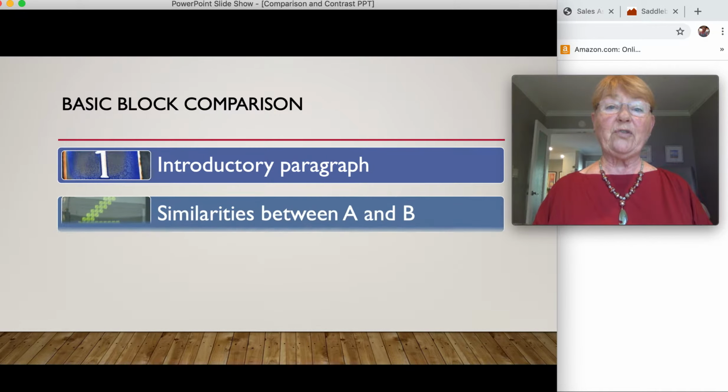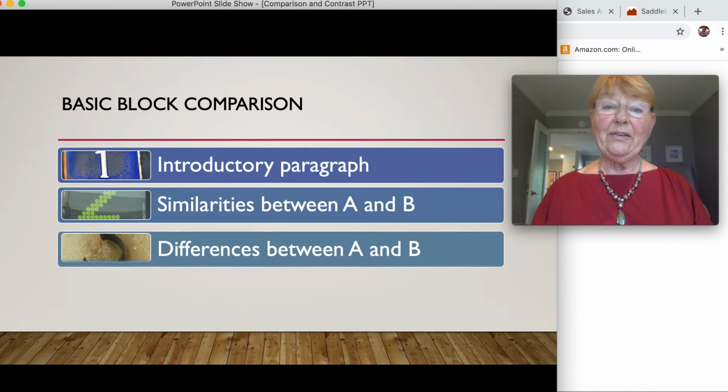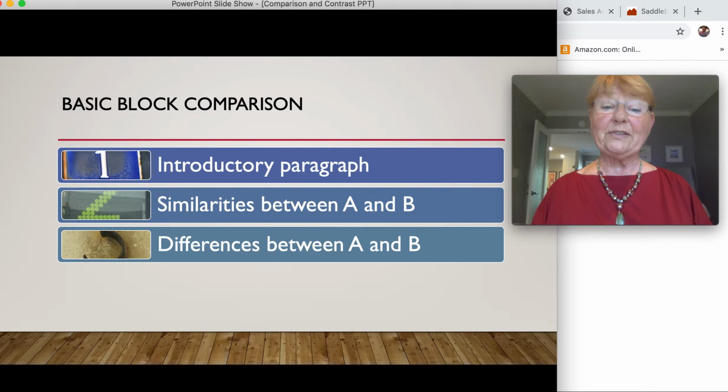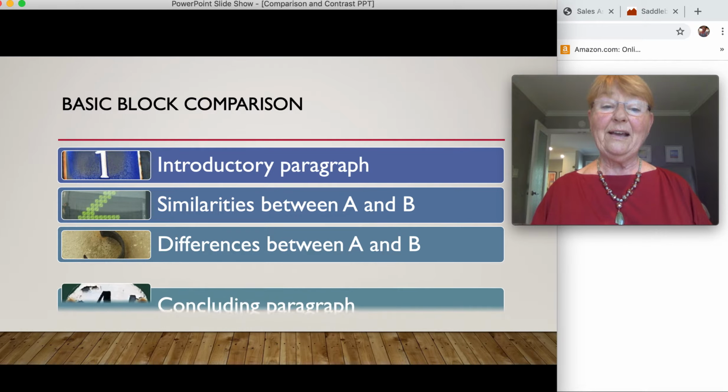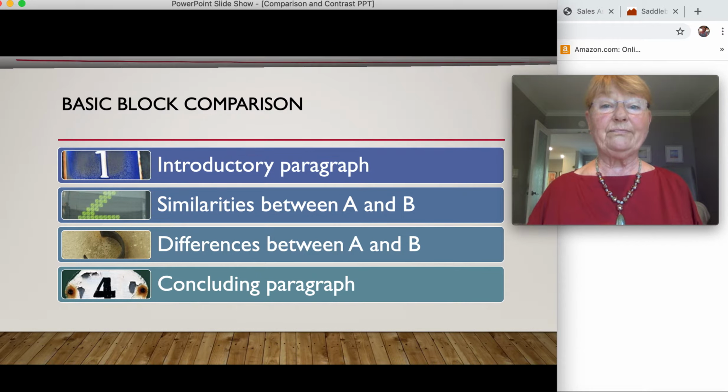Naturally, you write your introductory paragraph, you always do. Then you will have your first body paragraph being the similarities between the two things you're comparing. The second paragraph will be the differences between those two things. And your fourth paragraph will be your concluding paragraph. The basic block type of organization generally only has 4 paragraphs, not 5. You could, of course, make it longer, but that isn't necessary. It's normally enough to have a 4-paragraph essay because those body paragraphs are usually fairly large.